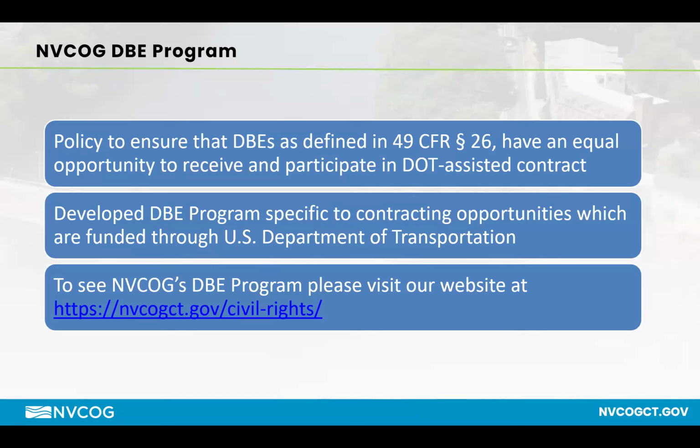So the Disadvantaged Business Enterprise Program is really a policy to ensure that DBEs, as defined in the 49 Code of Federal Regulations, Part 26, have an opportunity to receive and participate in DOT-assisted contracts. The goal is to create a level playing field in which DBEs can compete fairly in said contracts. You can review the NVCOG's DBE program at our website located at NVCOGCT.gov/civil-rights/.